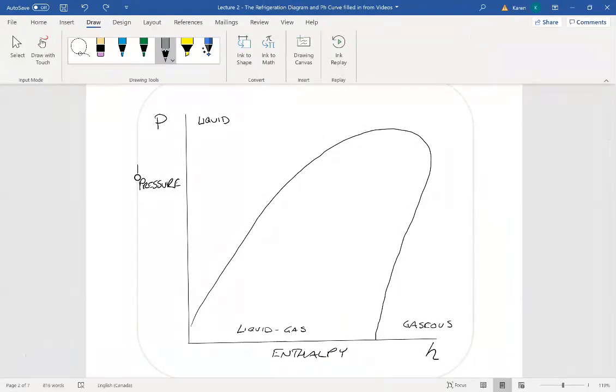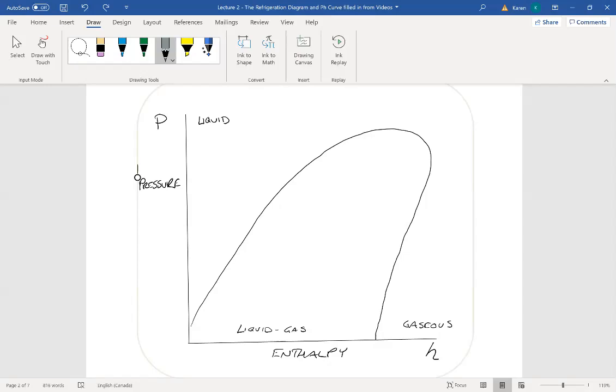idealistic drawing that we made about the components of a refrigeration system, the basic four components. So I'm going to suggest to you a very easy starting point.